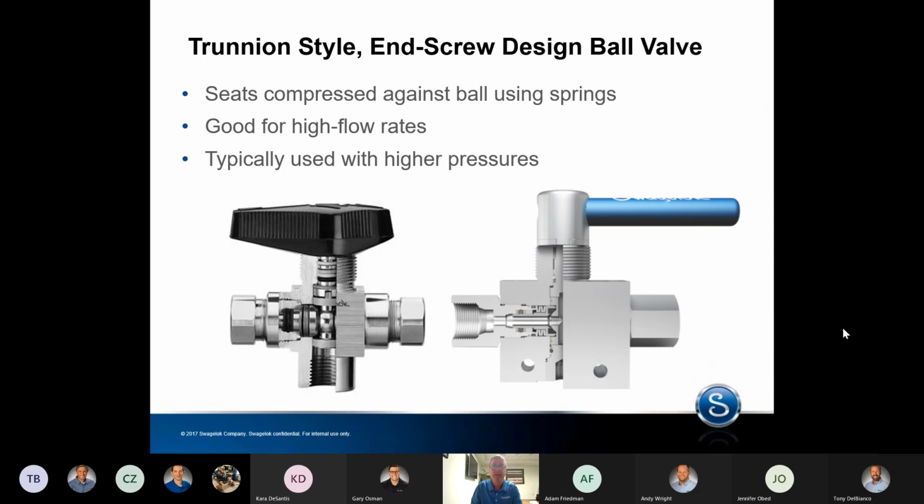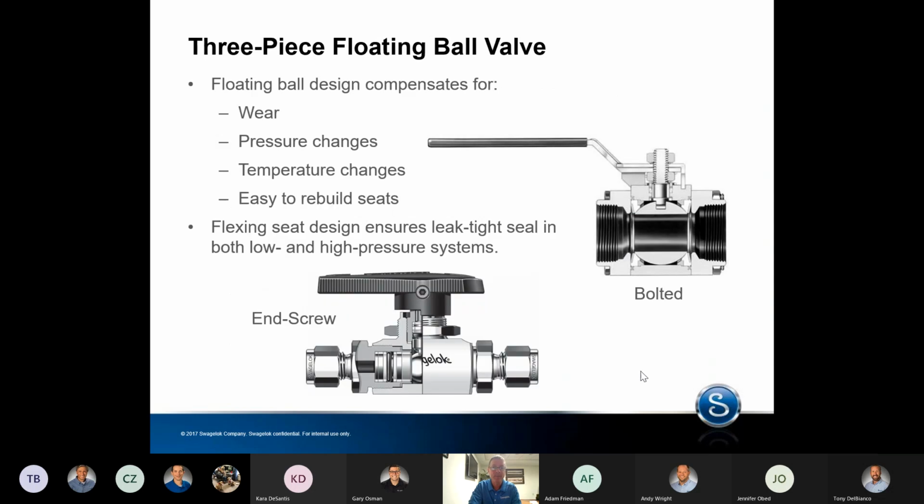The 2-piece Trunnion style end screw design has seats that are compressed against the ball using springs. These are good for applications with high flow rates or higher pressures. They're easy to assemble, and the Trunnion style reduces the operating torque.